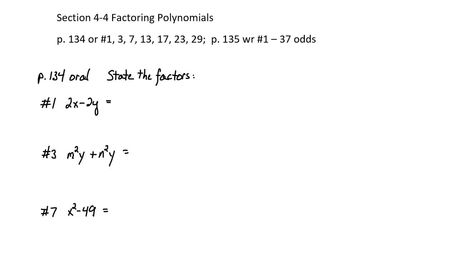Here are the answers for the section 4-4 homework. Starting on page 134 with the orals, we're asked to state the factors. This is just another way of saying factor the polynomial. In number 1, we have a binomial, 2x minus 2y. This has two terms. They're separated with a minus sign.